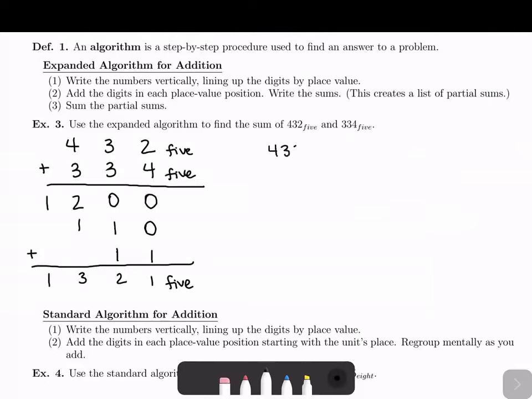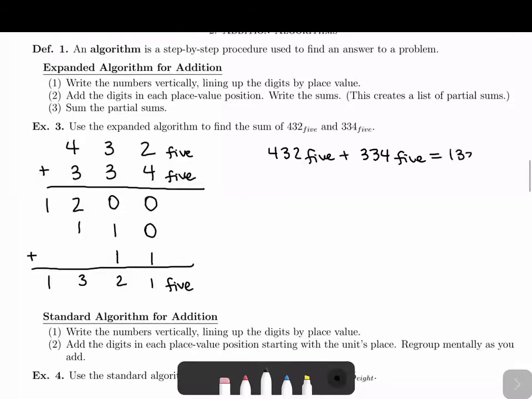So we have this expanded algorithm. So we get 4, 3, 2, base 5 plus 3, 3, 4, base 5 is 1, 3, 2, 1, base 5. Okay, so the expanded algorithm is really nice because it reinforces place value, first of all, because we add things that are only vertically above each other, right? Each place value of each number is vertically above each other.